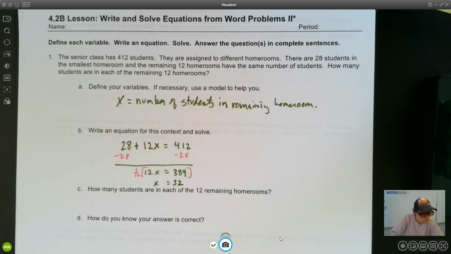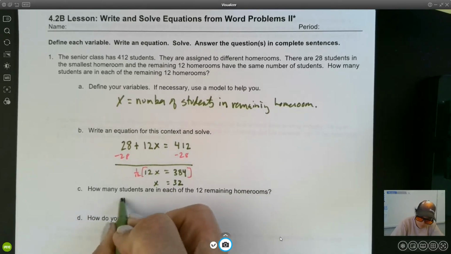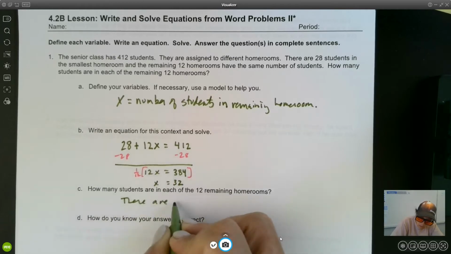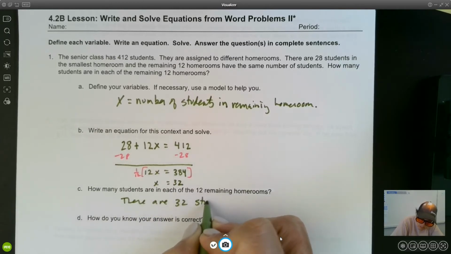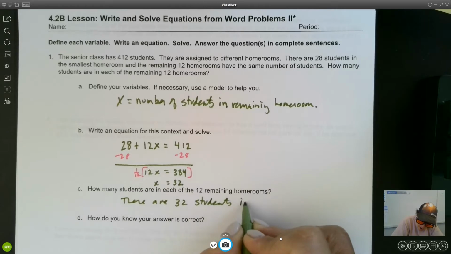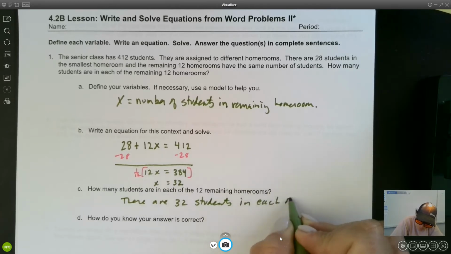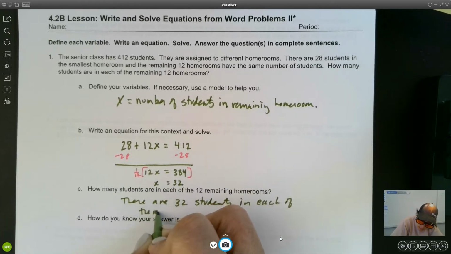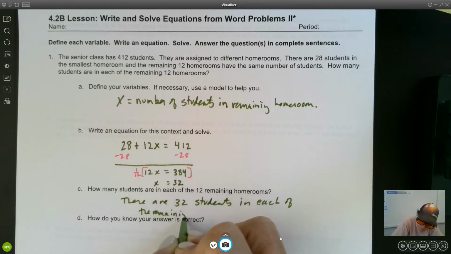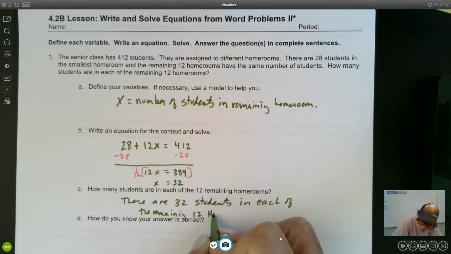So there are 32 students in each of the remaining 12 homerooms.